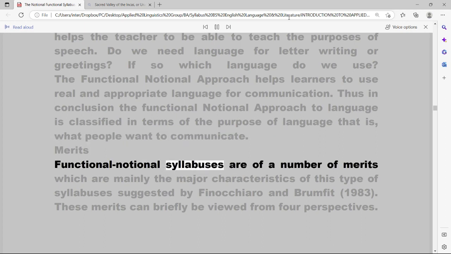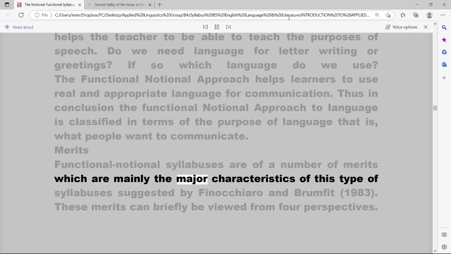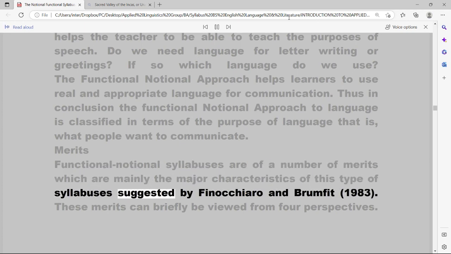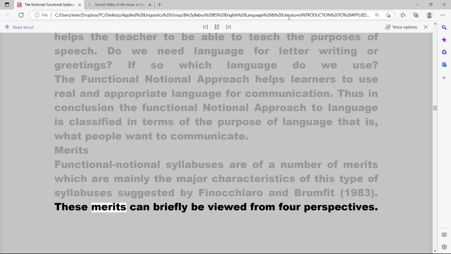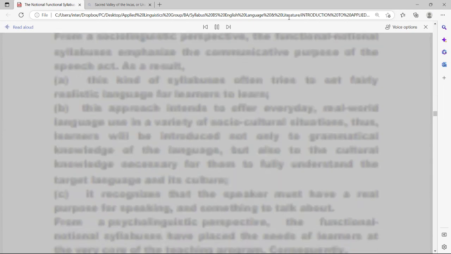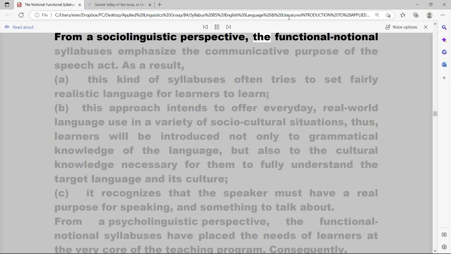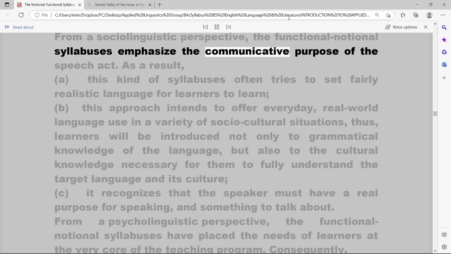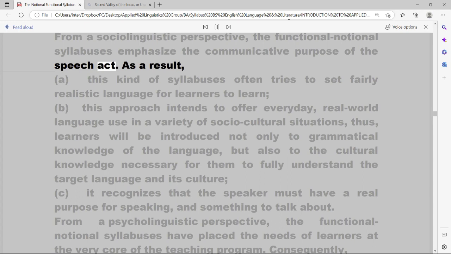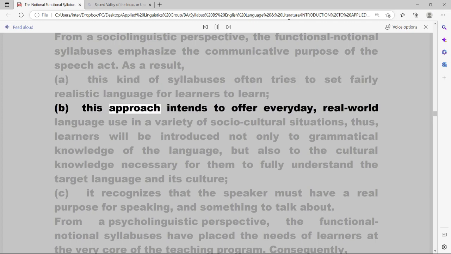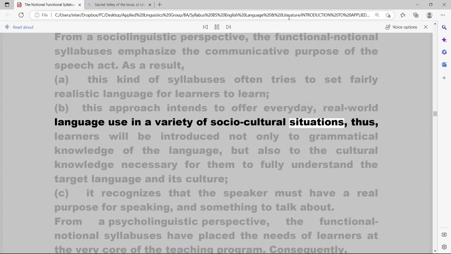Merits. Functional notional syllabuses have a number of merits, which are mainly the major characteristics of this type of syllabus suggested by Finocchiaro and Brumfit, 1983. These merits can briefly be viewed from 4 perspectives. From a sociolinguistic perspective: A. The functional notional syllabuses emphasize the communicative purpose of the speech act. As a result, this kind of syllabus often tries to set fairly realistic language for learners to learn. B. This approach intends to offer everyday, real-world language use in a variety of socio-cultural situations.